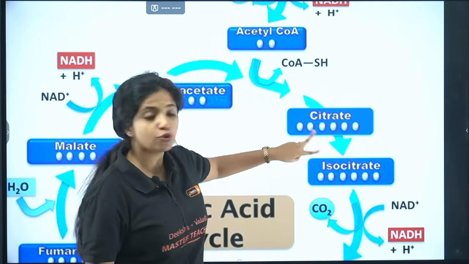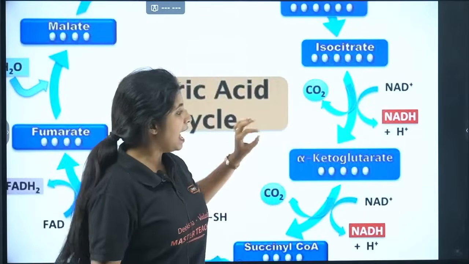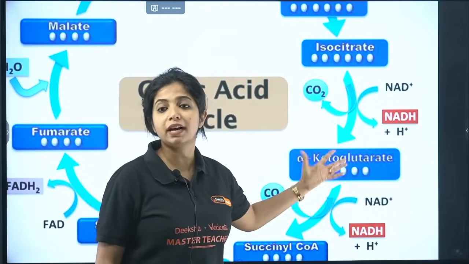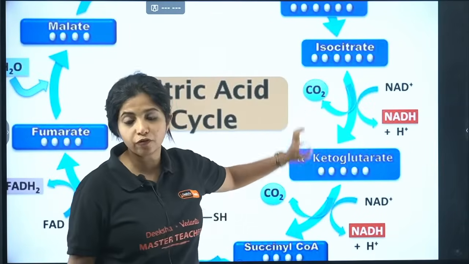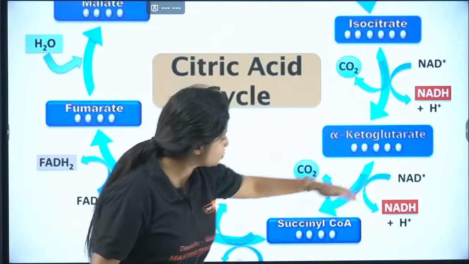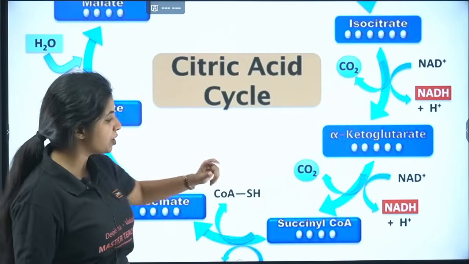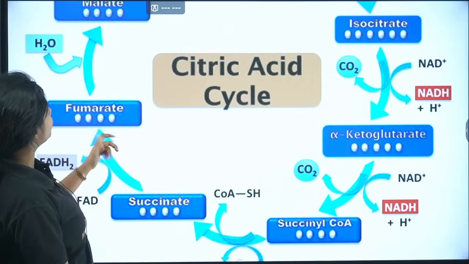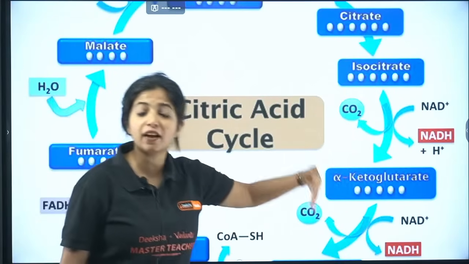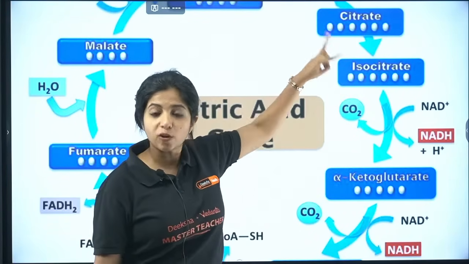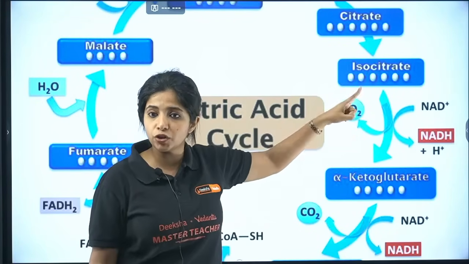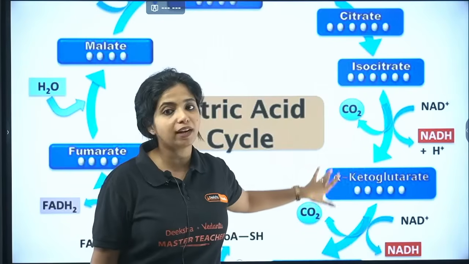Always remember the first 2 are having 6. Alpha ketoglutarate is the only one that has 5 carbon, because 1 carbon is lost in the form of carbon dioxide. From this point onwards, every one is going to be 4. Succinyl-CoA, succinate, fumarate, malate, oxaloacetate, everything is going to be 4. So 2 are going to be 6 carbon, that is citrate and isocitrate. 1 is going to have 5, that is alpha ketoglutarate.